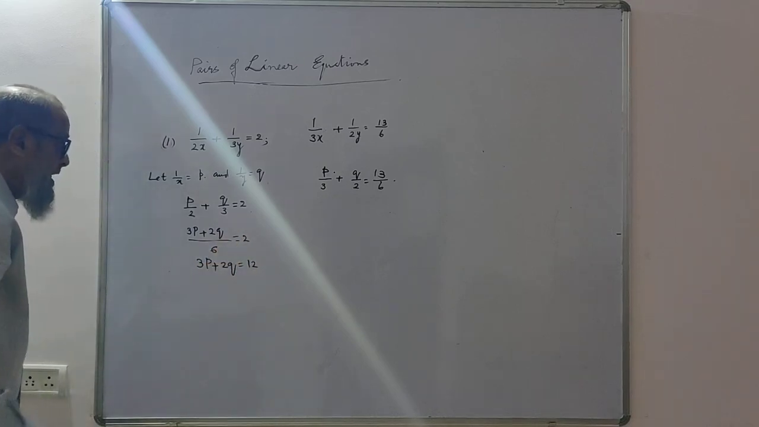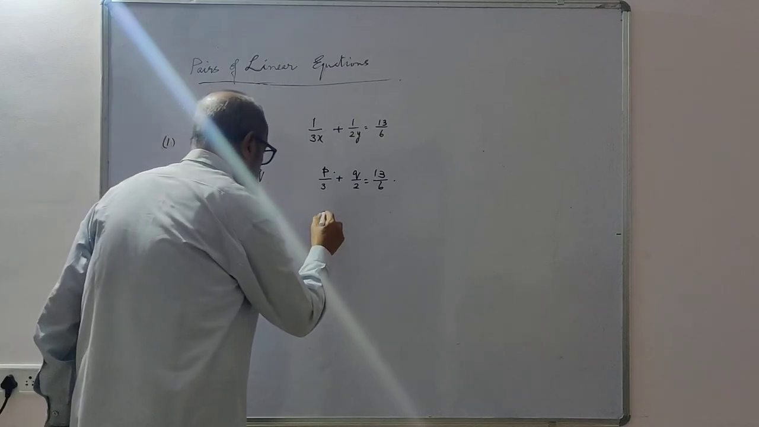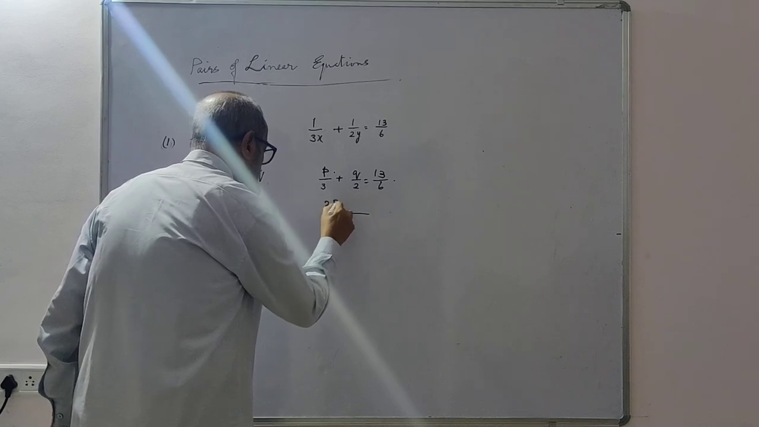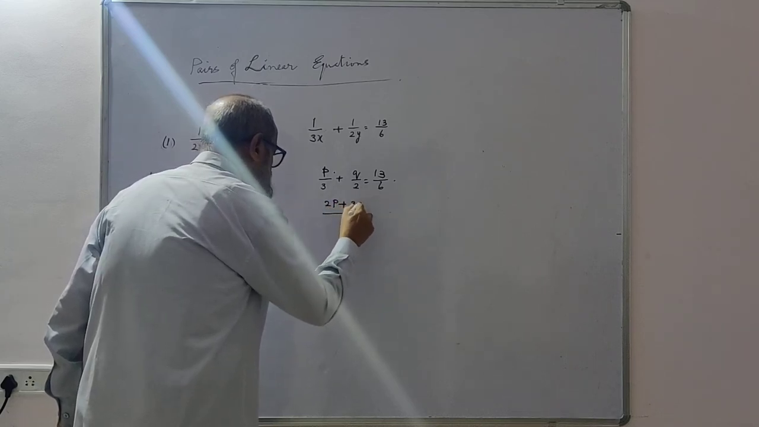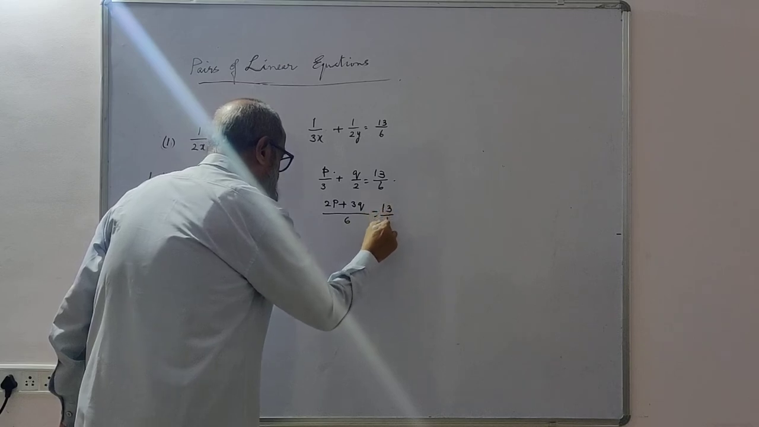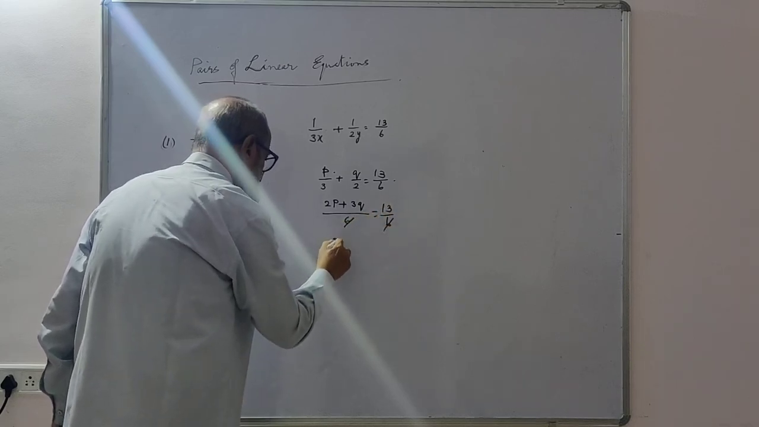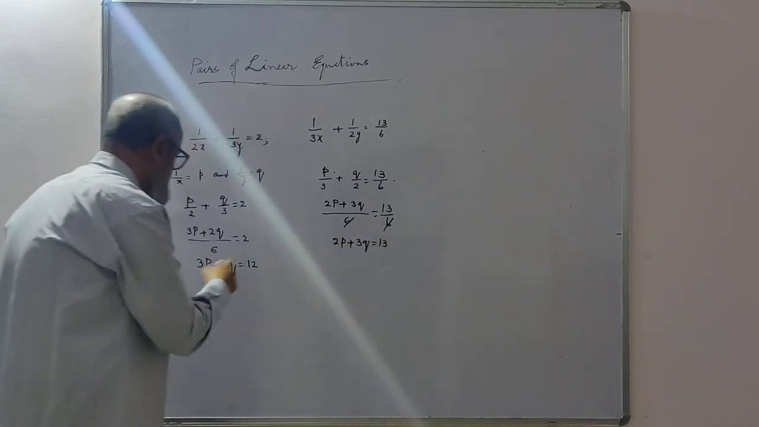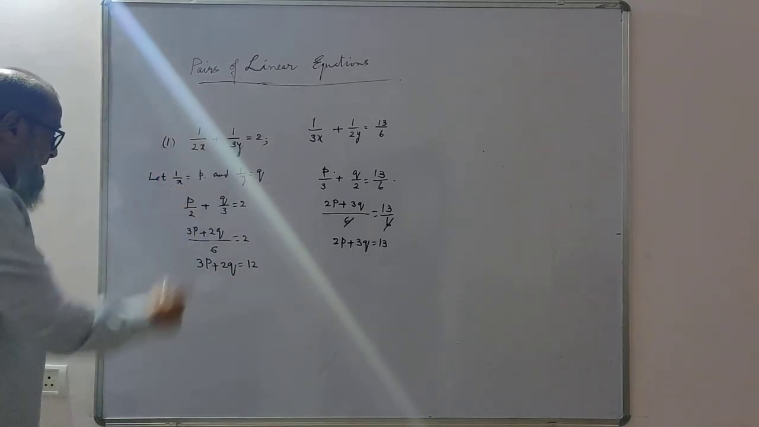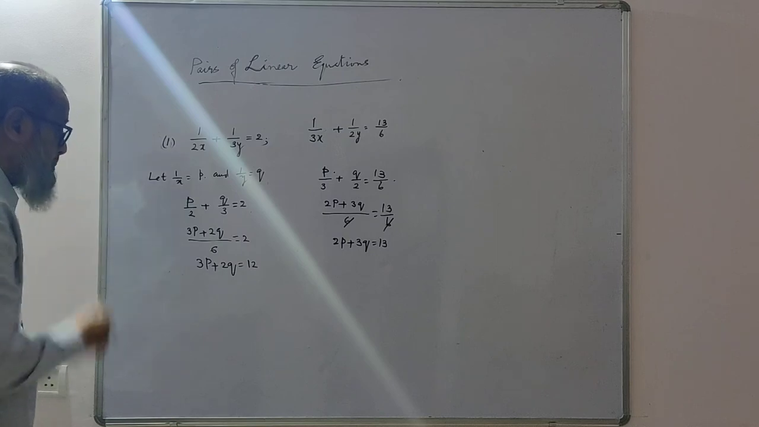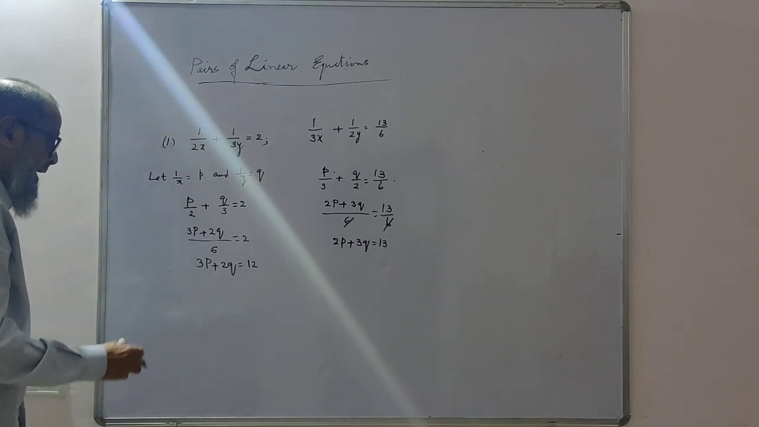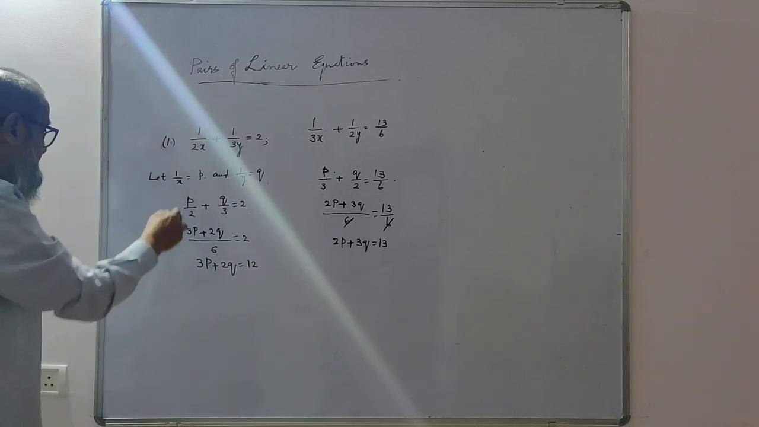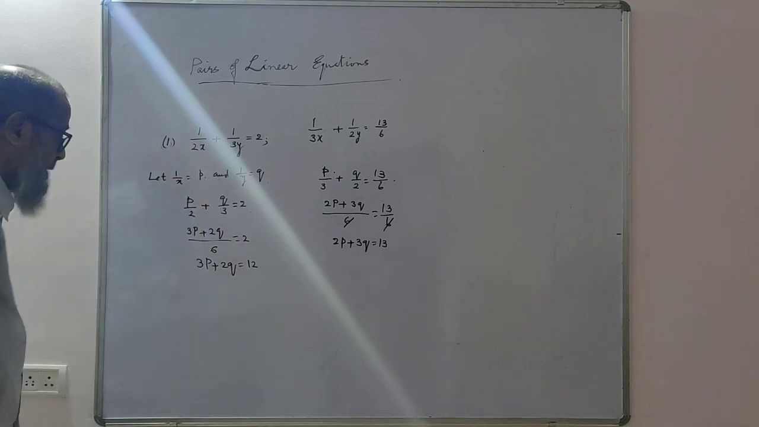This is one equation. Here, 6 is the LCM again. 2p plus 3q is equal to 13 by 6. So this 6 can be cancelled, and you get 2p plus 3q is equal to 13. So we are getting two linear equations in p and q instead of x and y. You have to find out the value of p and q here. Then you substitute and get the value of x and y.